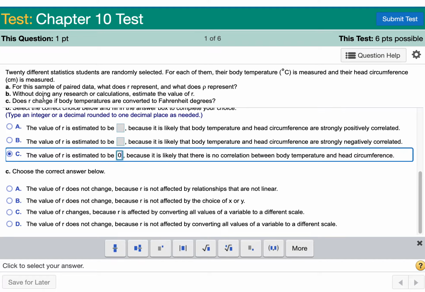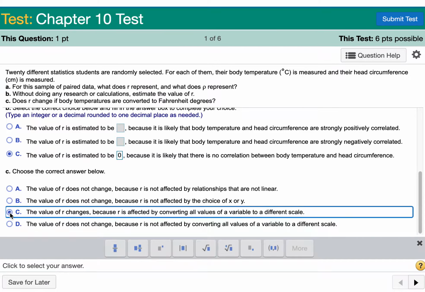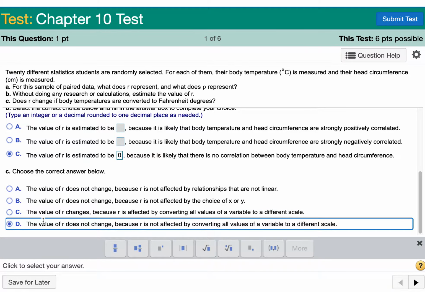And then in part C it says, does the value of R change if body temperatures are converted to Fahrenheit? No, the value of R does not change because R is not affected when you convert values to a different scale.